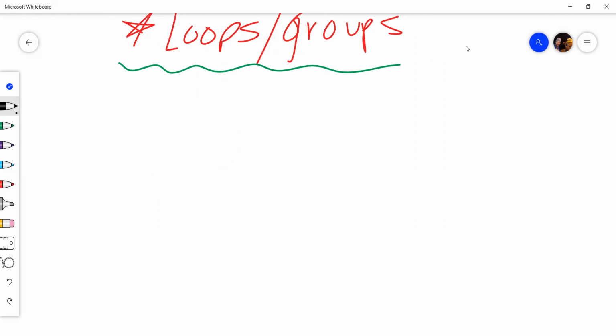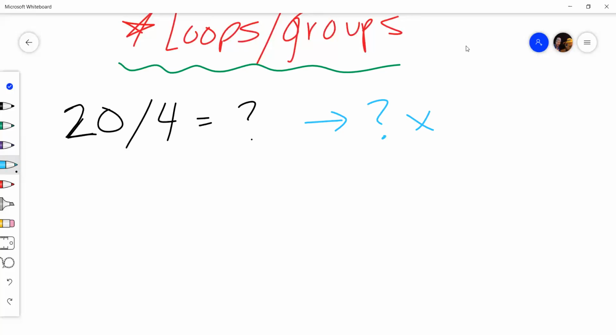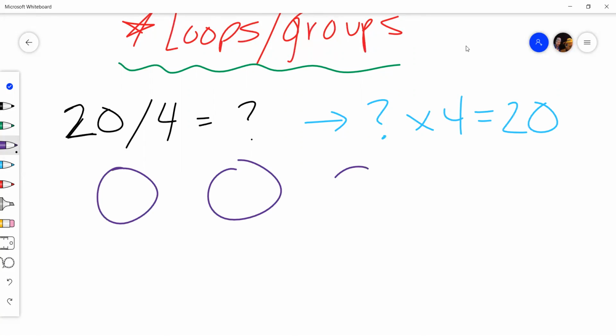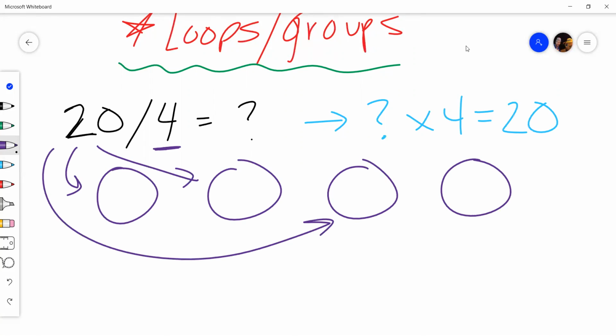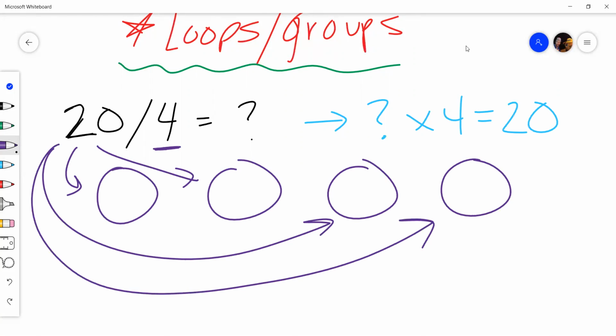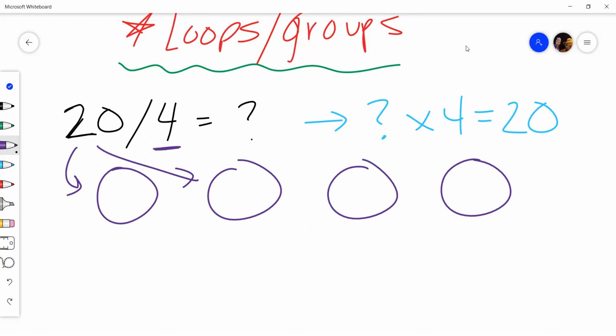I actually have to admit, I don't remember what the problem was. But let's just say we had 20 divided by 4 and we needed to figure that out. That means that something times 4 equals 20, but we didn't know that. So we're going to make 1, 2, 3, 4 groups, because that's the groups we're breaking it into. And then we're going to distribute the 20 out equally to each one of those groups, one at a time.